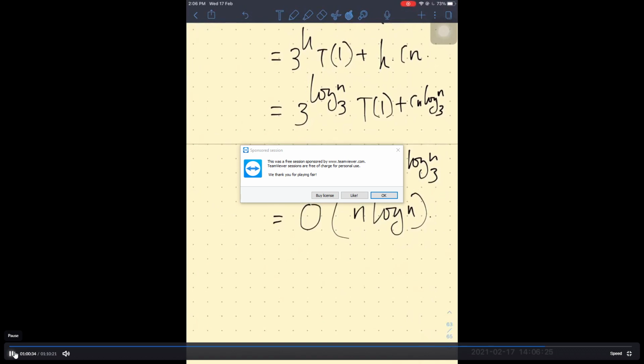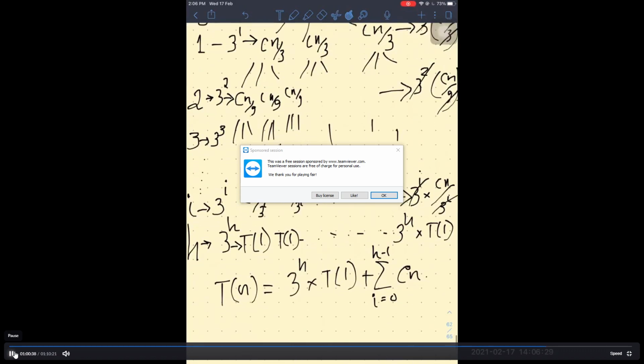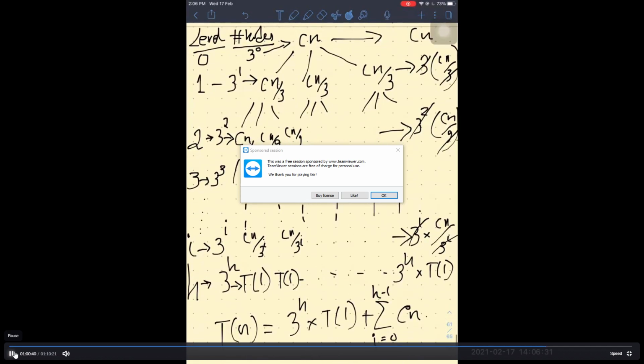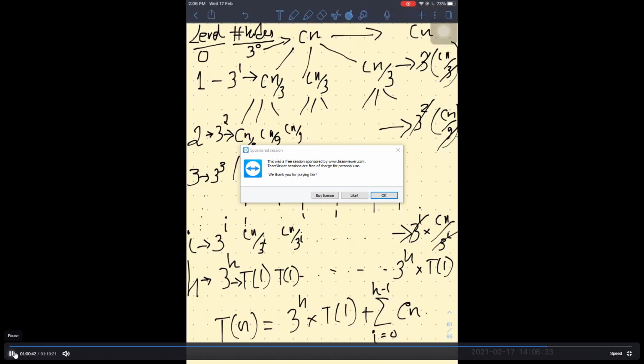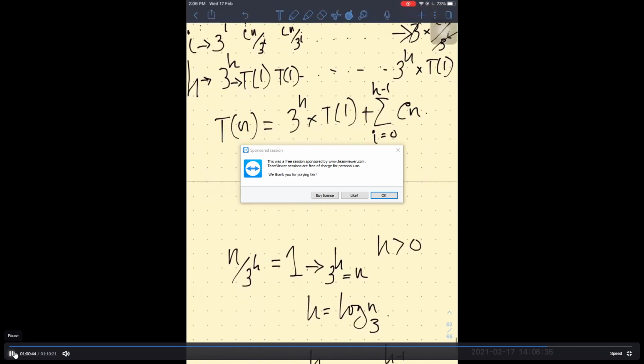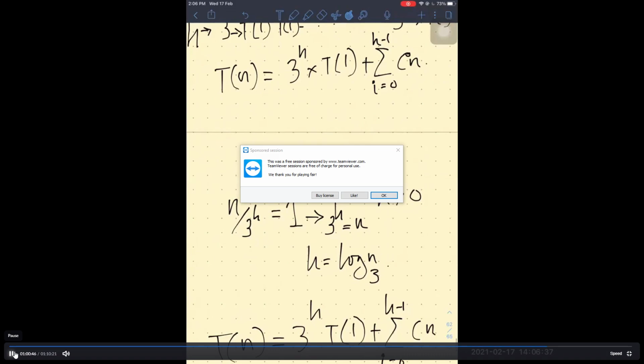Excuse me. Yeah, go ahead. Could you go to the top? Not too much, just go down. Okay, here. The T(n) is 3 to the power of h, and after that, in a summation, it's i from 0 to h minus 1.